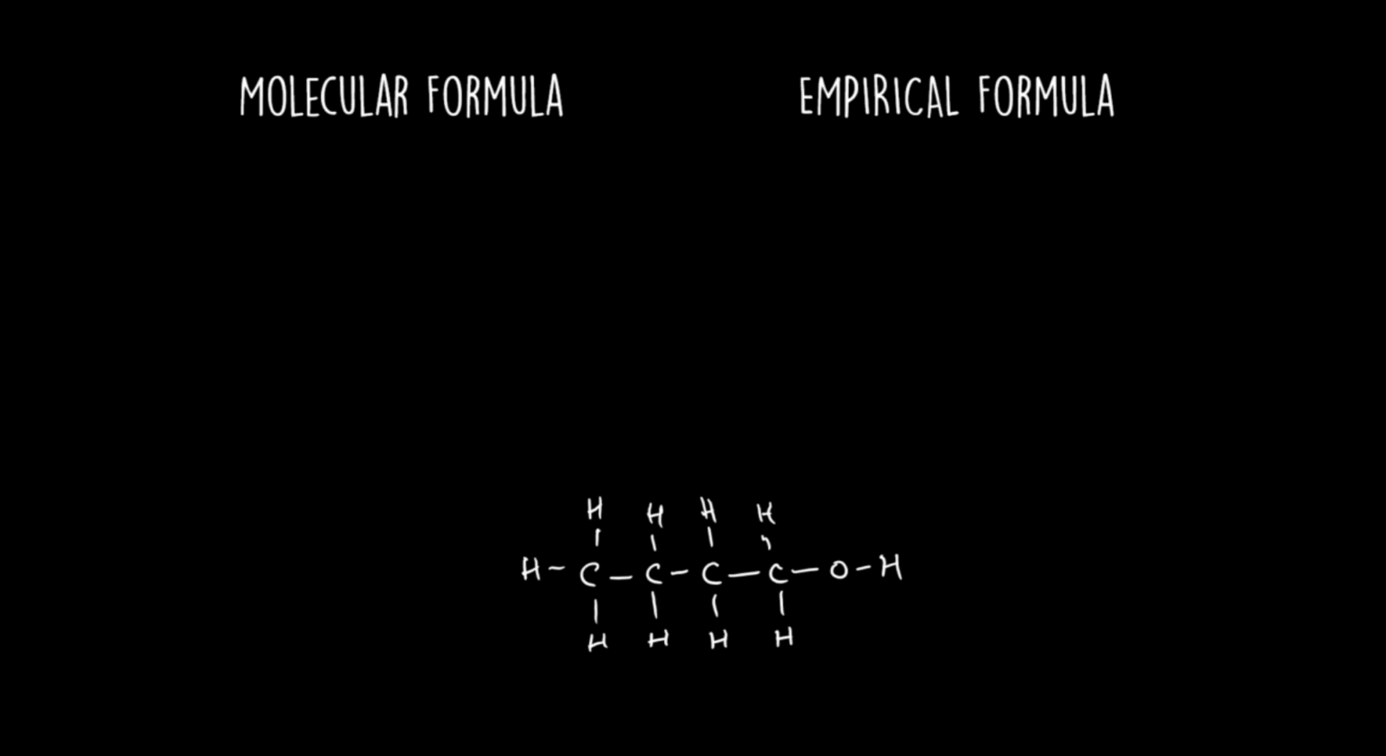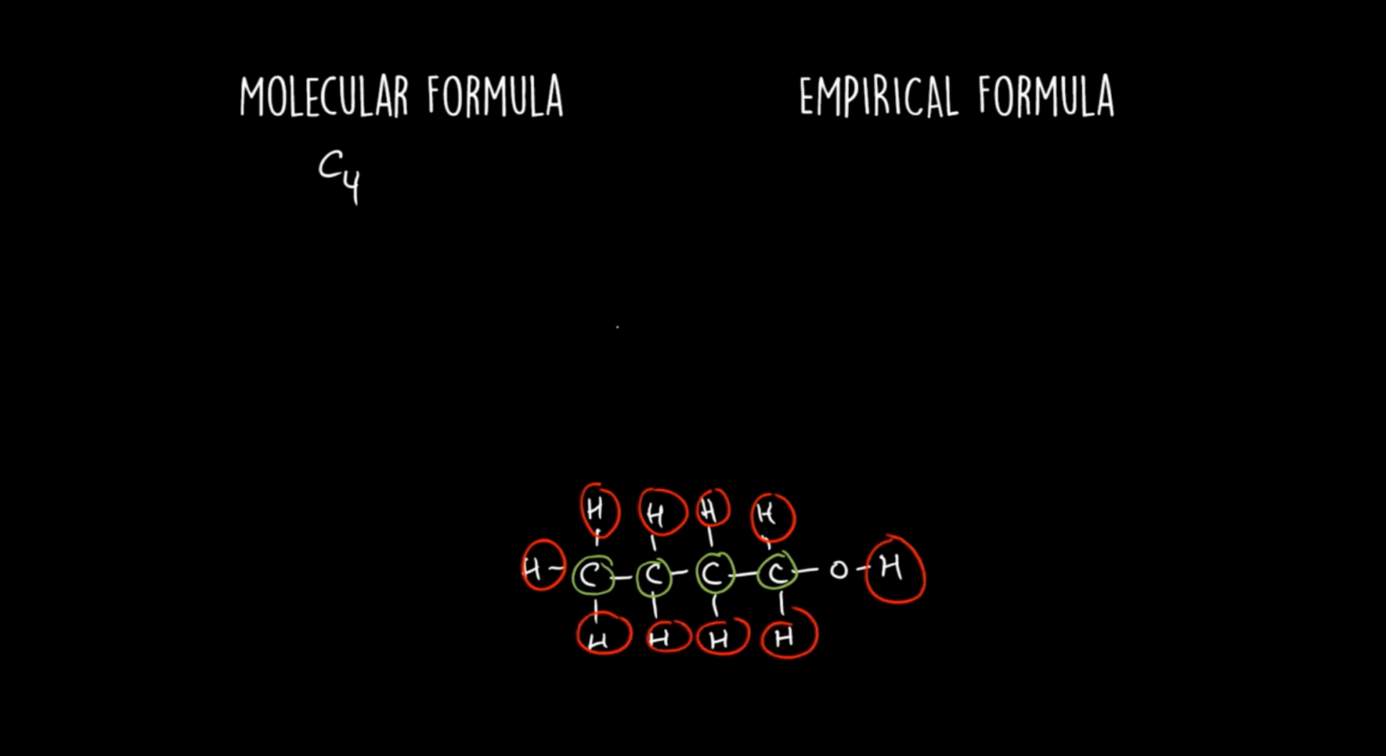Okay, so let's look at this one. How many carbons do I have? 1, 2, 3, 4. So this would be C4. How many hydrogens do I have? 1, 2, 3, 4, 5, 6, 7, 8, 9, and 10. So H10. And then how many oxygens do I have? 1. So it would be C4H10O. Now think about this for a while and tell me what is the empirical formula. Feel free to pause the video.